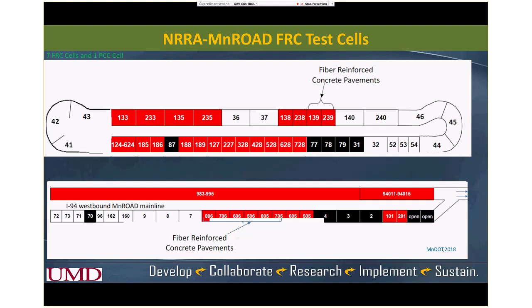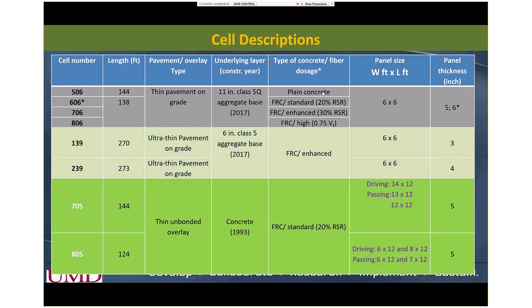So from 506 through 806, we mainly varied the fiber doses. 506 was plain concrete, then 606 was with fibers, the lowest dose, that was 5 pounds per cubic yard. Then this was 8 pounds per cubic yard, which gave 30% residual strength ratio. And the next one had the highest amount, which was around 11.7 pounds of fibers.